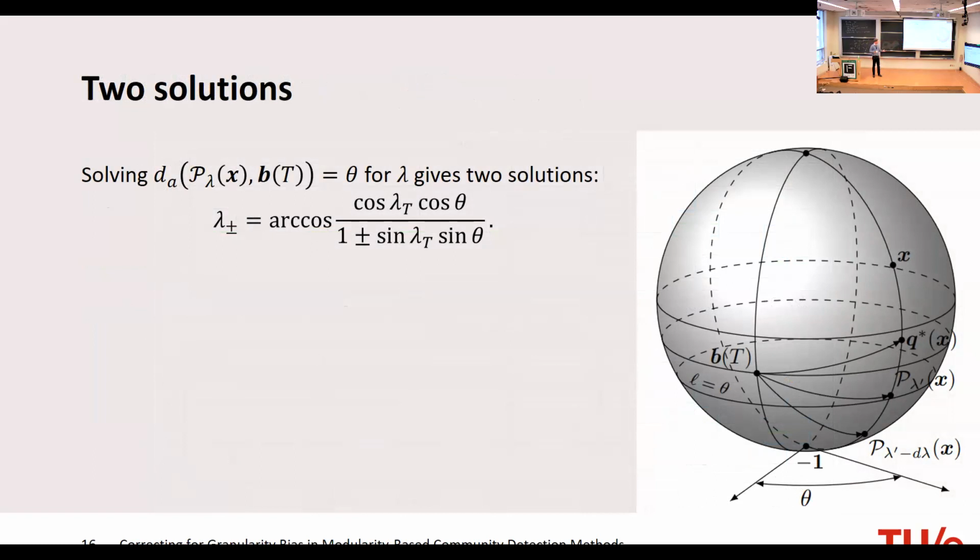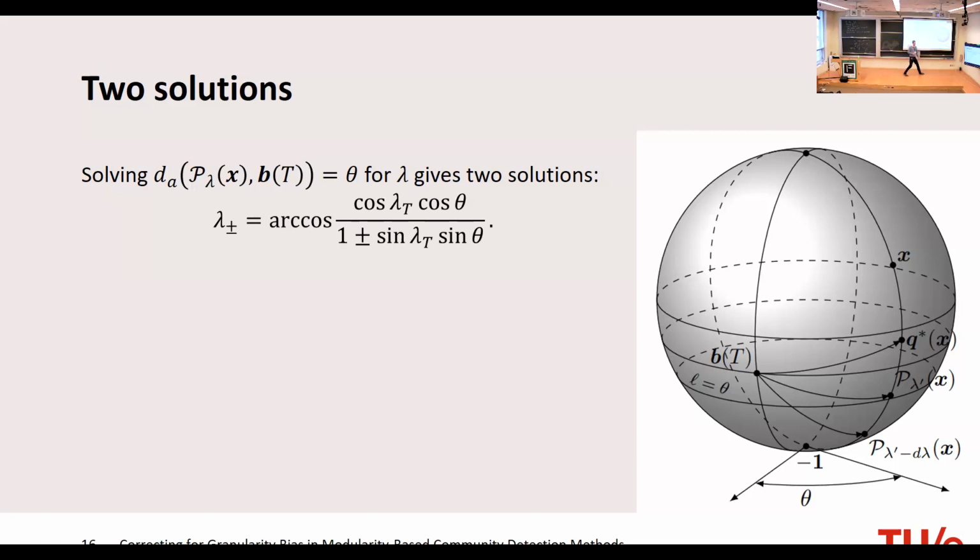Both of these functions are expressible as just a function with a lot of cosines and sines, and it has two solutions. It's also illustrated, the way that we found this solution, on this picture over here. So here is our ground truth clustering, and then here is the latitude on which our input vector is. That's the vector that we start from, and then we want to find the point on this meridian where the angular distance to this point is equal to this theta over here.